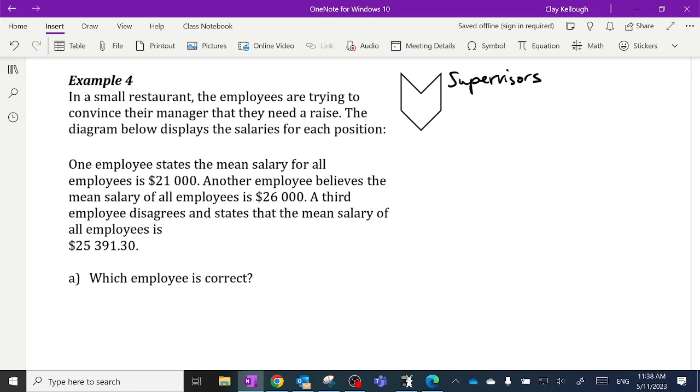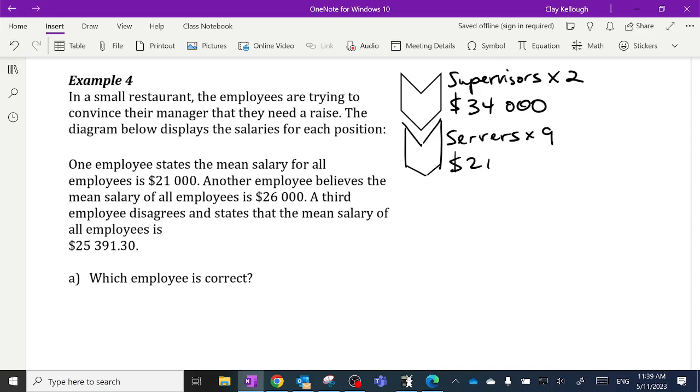And supervisors, there's 2 of them, and they make $34,000 per year. The next arrow in the diagram, actually these aren't arrows, they're called chevrons. There you go. Hey, we learned that in geometry. The next chevron was servers, and there's 9 of them, and they make $21,000 per year each.